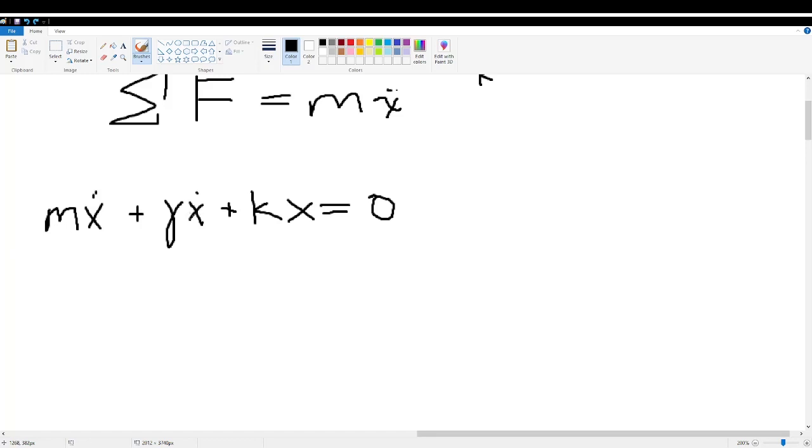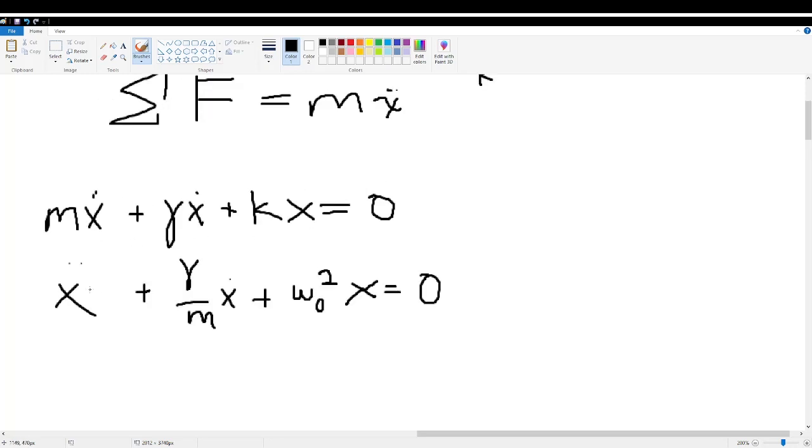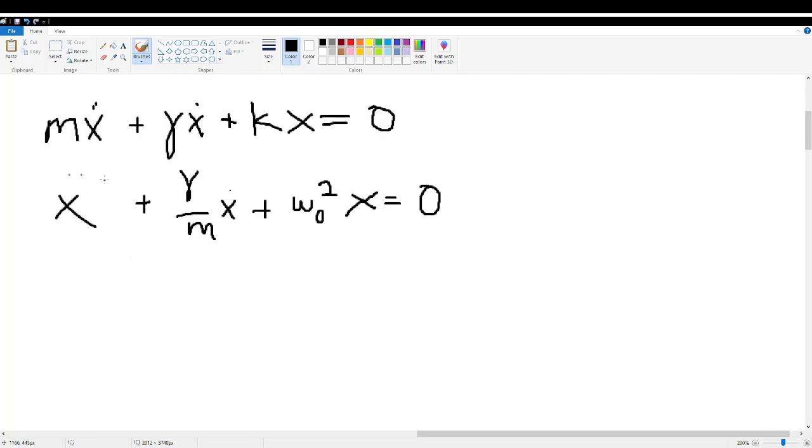So let's divide by m again. So we'll get x double dot plus gamma over m x dot plus, and let's just go straight to omega naught squared x equals 0. Now we already know that this is going to end up being solved via a characteristic or auxiliary equation. So we can skip the formalities, and we can get straight to solving it.